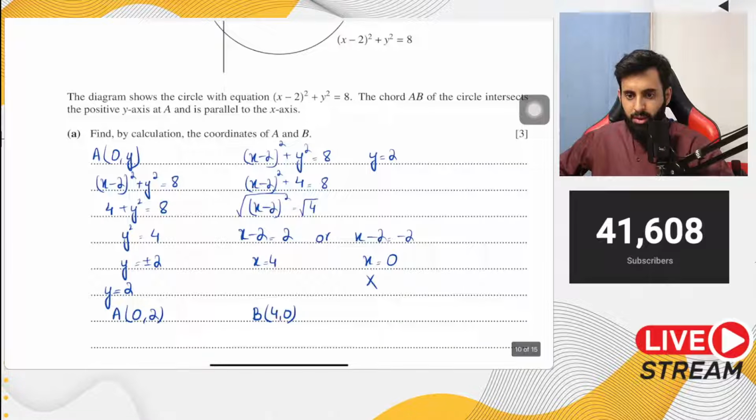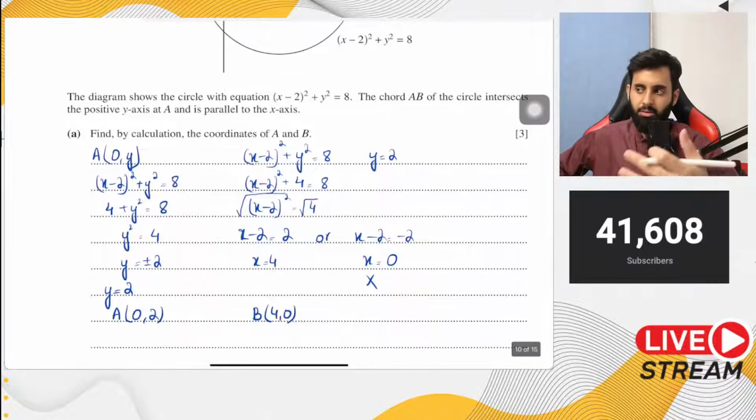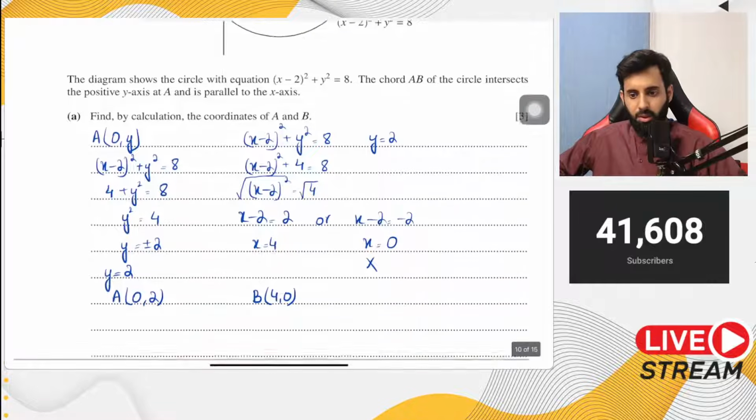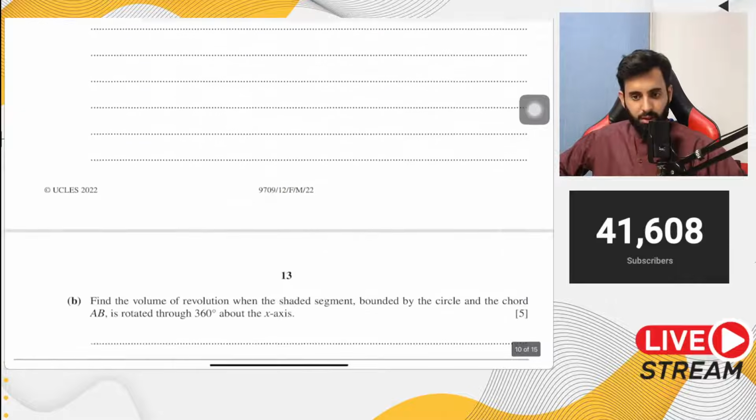Sir, why couldn't we integrate the line instead of using the cylinder formula? You can totally do that. You can find out the equation of the line and you can integrate it. You will get the same answer. But I prefer using the cylinder because then it comes in terms of pi, and then it's easier to add or subtract. Like I said, do remember that you can integrate the line as well.